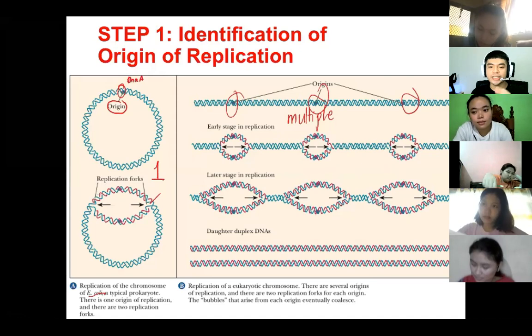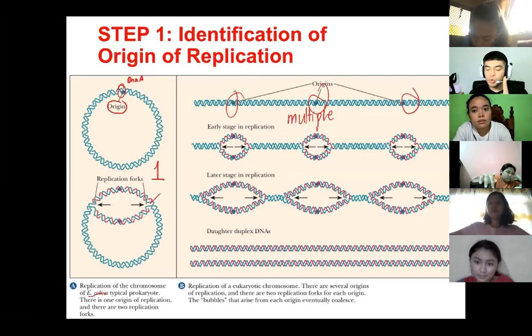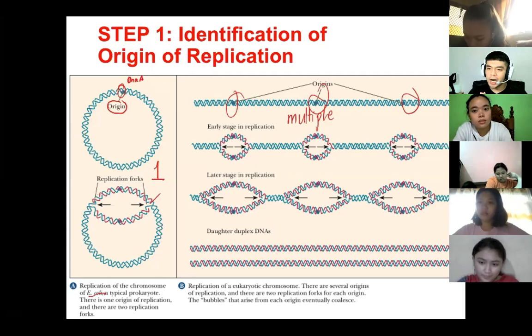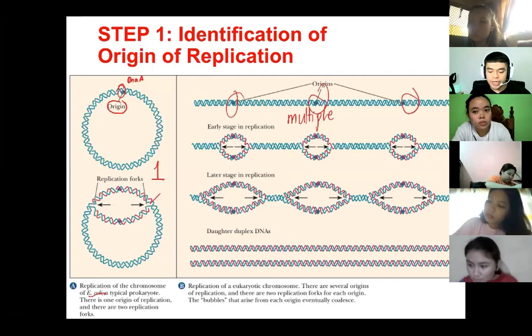Okay, so since malalaman na natin kung saan ang starting point ng replication, what happens next? Sa step 2 ng initiation, ano ang keyword nyo? Ano yung R? Replication. Replication fork. Very good. It's replication fork. So please observe this structure ulit.